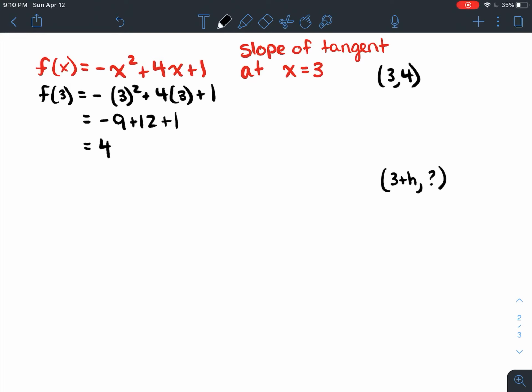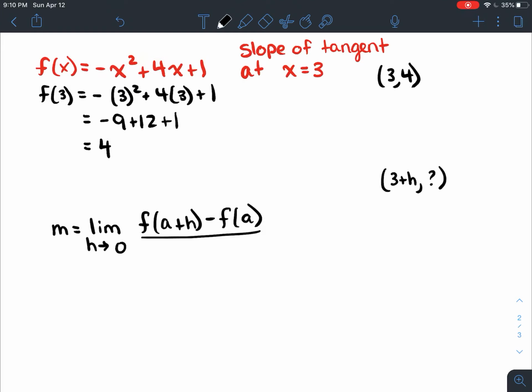Let's use our limit equation that we kind of know. To find the slope, we'll just call it m for now. We're looking for the limit as h approaches 0. And I'm just going to write the original equation, f of a plus h minus f of a, divided by h. Because you know that when you subtract your x values, the a plus h minus a, the a's are just going to cancel out and leave you with the h. Okay, so that's the equation we're working with.